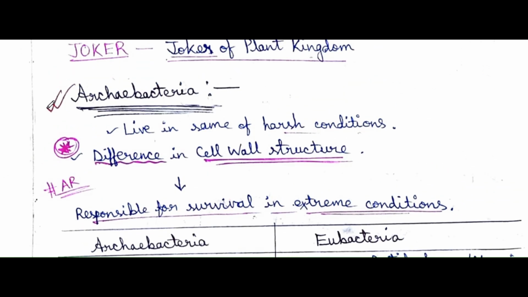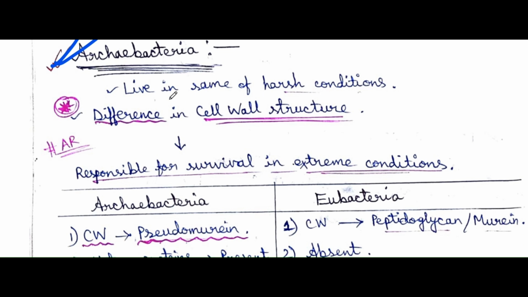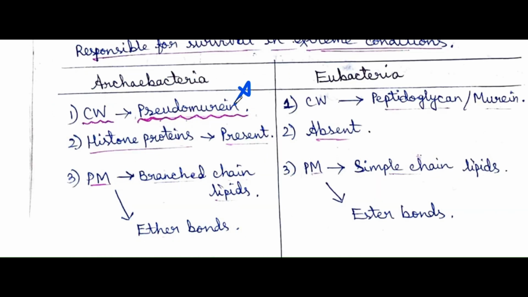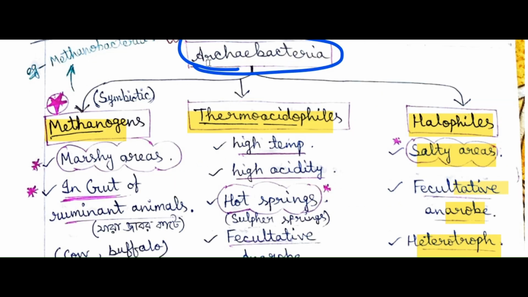Now we have learned all the eubacteria. Now we are going to learn the archaebacteria. They can live in some harsh conditions. Their difference is in the cell wall structure. Archaebacteria cell wall is made of pseudomurein, so that's why they are different. Archaebacteria are mainly divided into three parts: methanogens, thermoacidophiles, and halophiles.